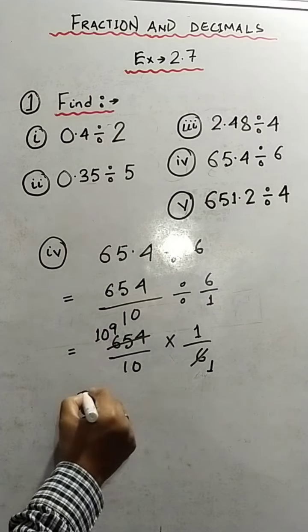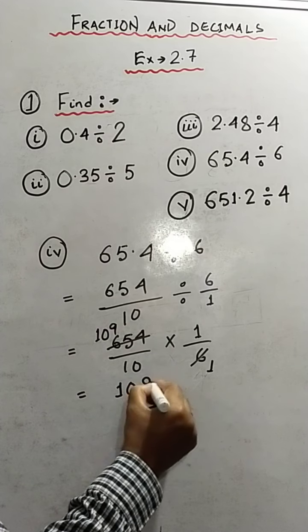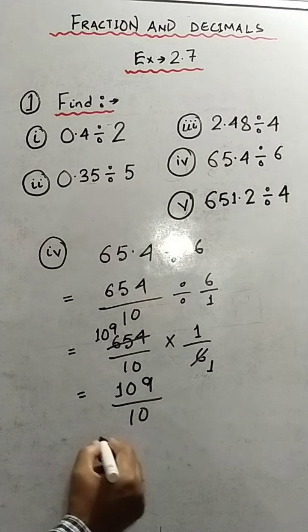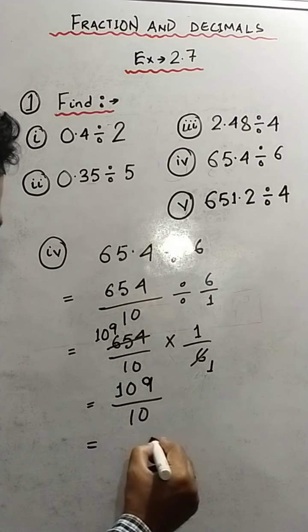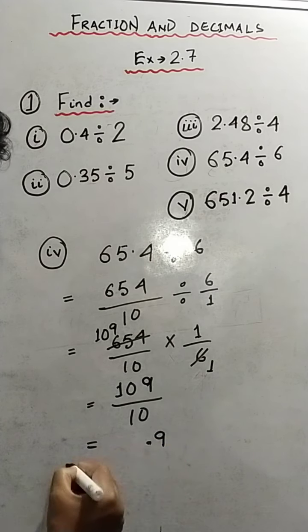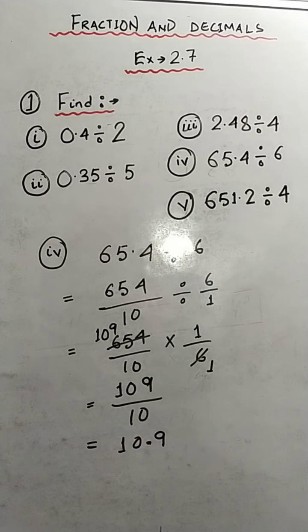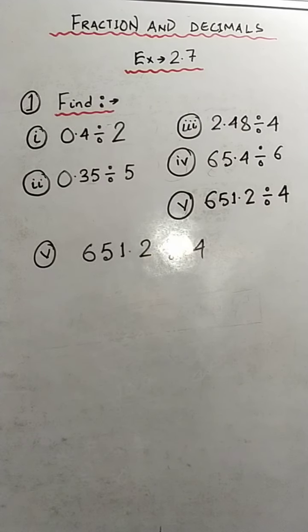109, so it would look like 109 upon 10. So what will be the decimal form of this fractional form? It would be 9, then we'll put a point here, 0 1. So your answer is 10.9. Okay, so now let's move on to sum number 5 of question number 1.